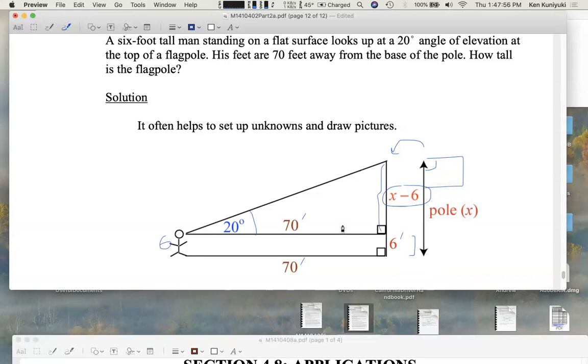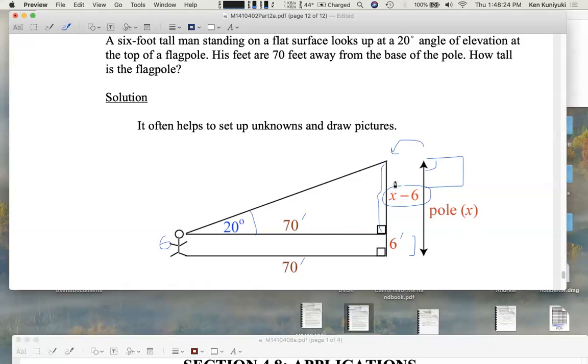Okay, so we ultimately want to solve for x. We have an angle. We have the adjacent side, it's 70 feet. We want to know about the opposite side. So what trig function relates an angle, the opposite side, and the adjacent side? It sounds like TOA, SOHCAHTOA. Sounds like a tangent problem. All right. Tangent of 20 degrees is opposite over adjacent.